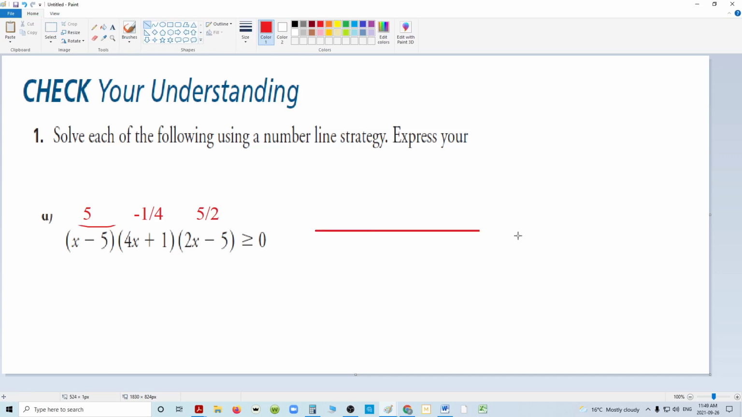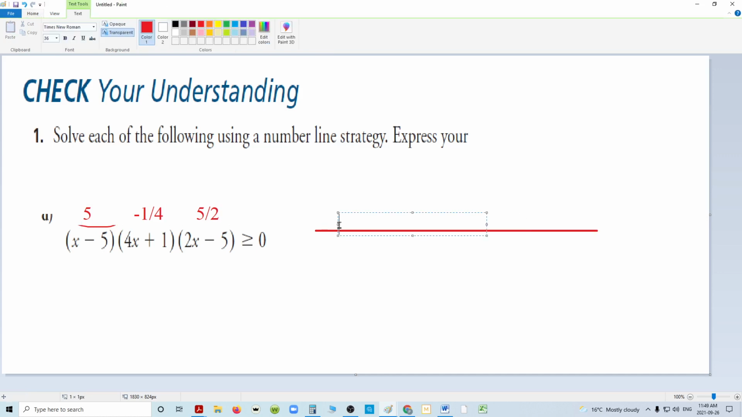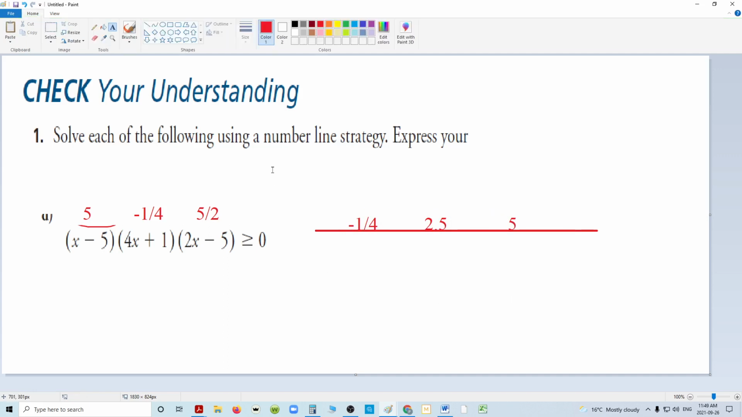So constructing in order on a number line, I get -1/4 is the lowest number. 5/2, which is 2.5, is the next lowest number. Now your teacher might want you to keep it in fractions, but I'm just doing it here for this case. An easy number to the left of -1/4 is -1. An easy number between these two numbers is 0. An easy number between these two numbers is 3, and then I use 6 afterwards.